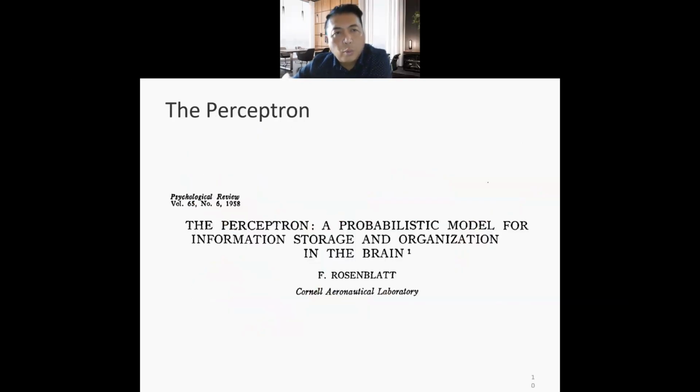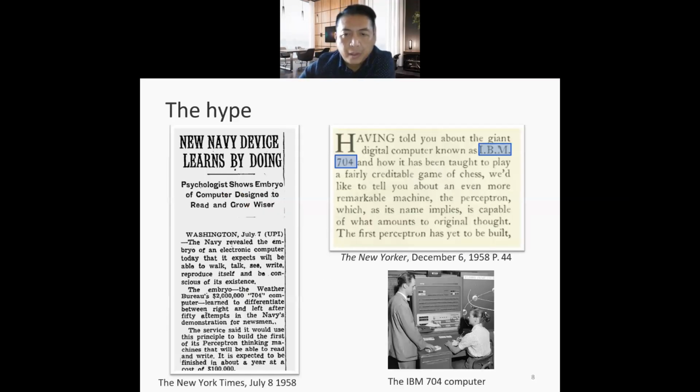So when was perceptron first researched? They were established in 1958. Long time ago, people already thought about this. The perceptron, a probabilistic model for information storage and organization in the brain. They wanted to imitate how human beings function. And the first perceptron machine was built in 1958, called IBM 704.